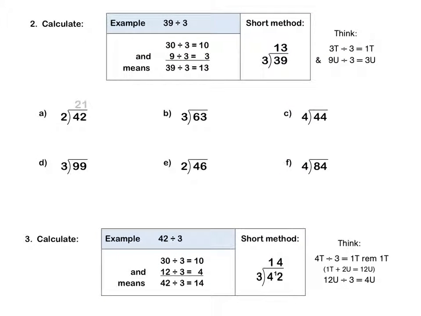Question 2. 39 divided by 3. This is the long broken up method way to do it, but we are going to focus on the short method. 3 fits into 3 once, and 3 fits into 9 3 times. Let's look at A. 2 fits into 4 twice, and 2 fits into 2 once. Let's do B together. 3 fits into 6 twice, and 3 fits into 3 once to give us an answer of 21. Press pause to complete question 2 by yourself.